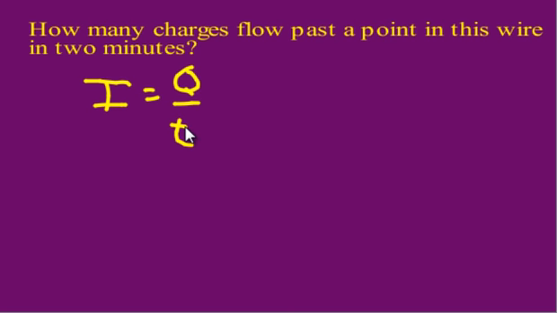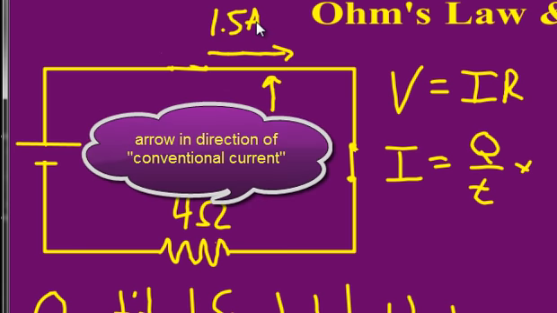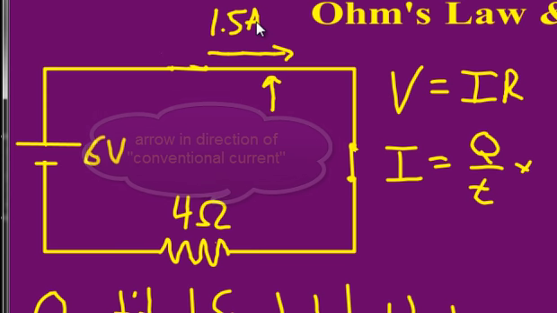How many charges flow past a point in this wire in 2 minutes? So imagine you're an observer somewhere in the circuit, say right here, like you're a little microscopic Mr. or Mrs. Physics, and you've shrunk yourself down to observe the activity at the atomic level. There's current flowing in this wire, we've now determined that it's 1.5 amps, and what we want to know is if we're sitting here for 2 minutes, how many electrons are we going to see flowing past us?